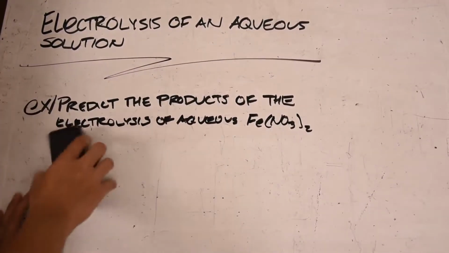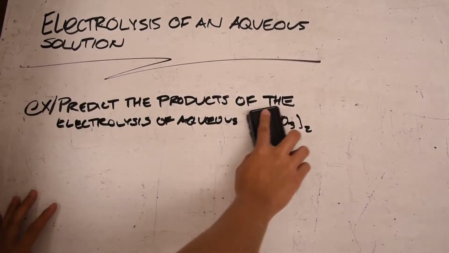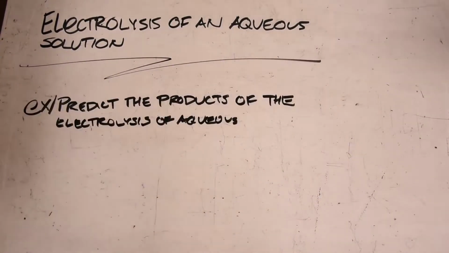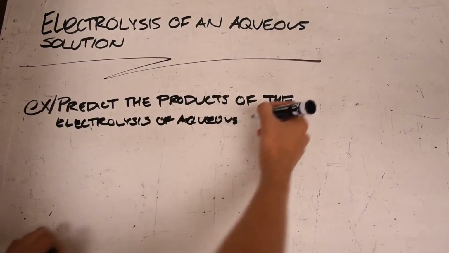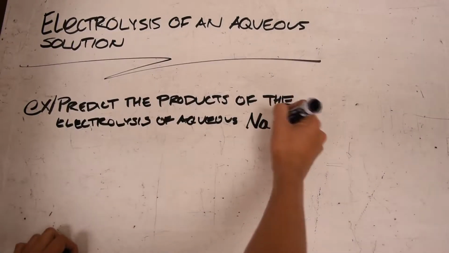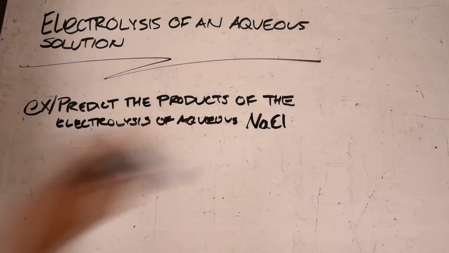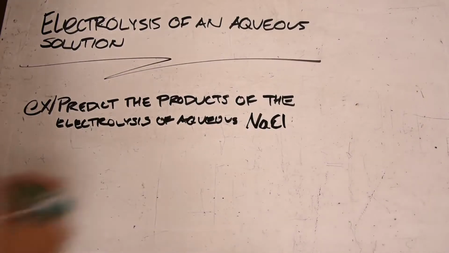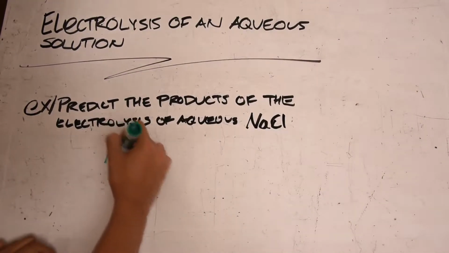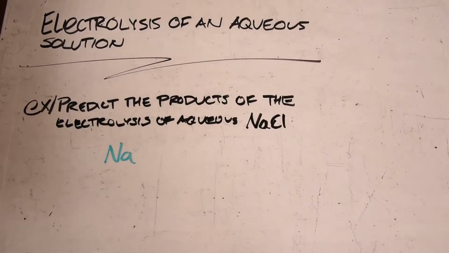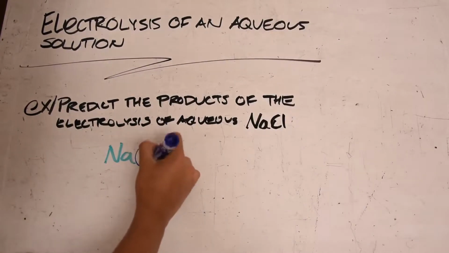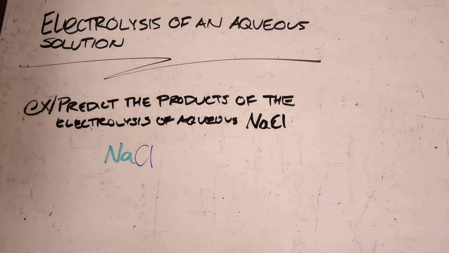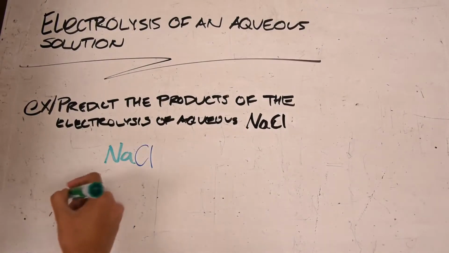Alright, to practice the other side for oxidation, we're going to predict the products of the electrolysis of aqueous sodium chloride this time. And once again, we're going to be using the same rules, and we're going to solve it the same way. And to help you with this, we're going to color code once again, with sodium written in green to match with reduction, and chlorine written in blue to match oxidation.